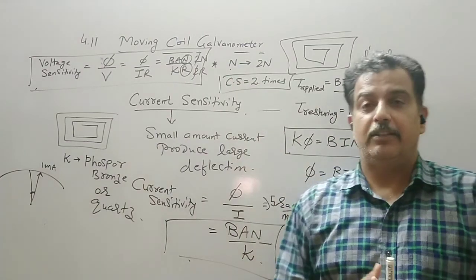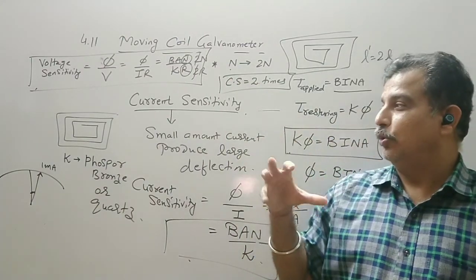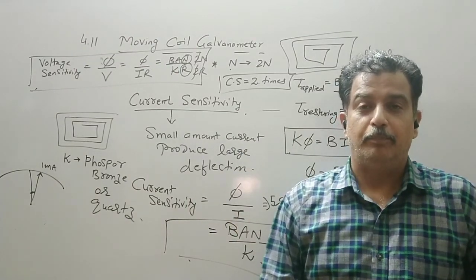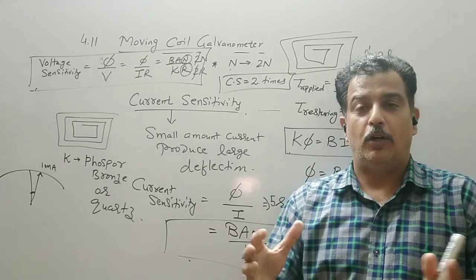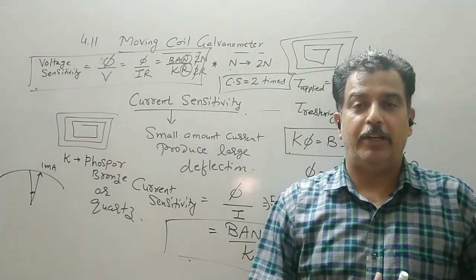We will see this device in the laboratory where we will try to understand how the theta of 90 degrees is maintained between the pointer, or the magnetic moment or area vector, and the magnetic field.